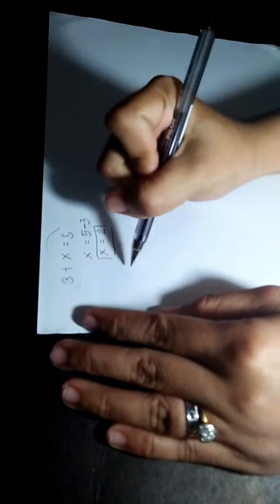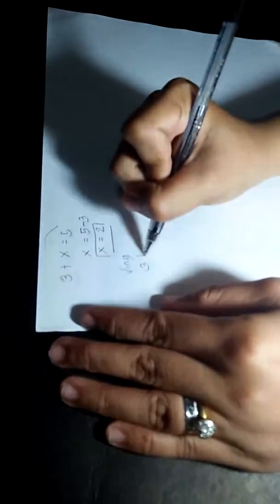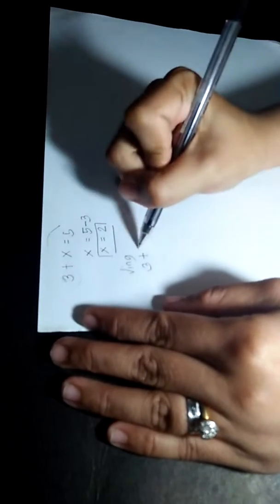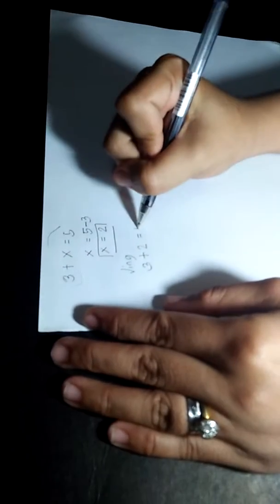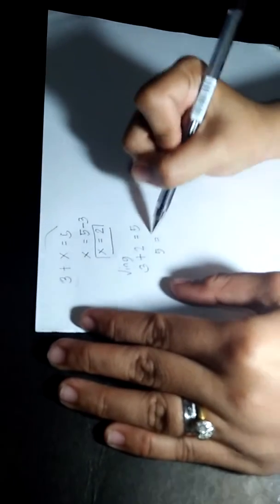Let's see if it is right. Checking: 3 plus, substitute the value of x, which is 2, and then 5. So 3 plus 2 would be 5. So we have the correct answer.